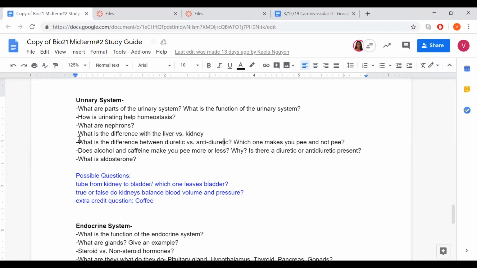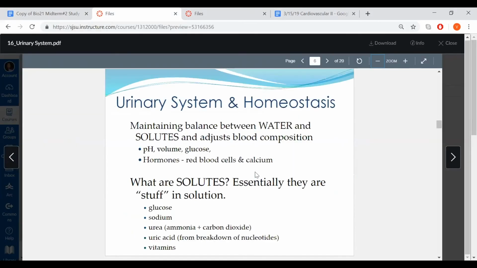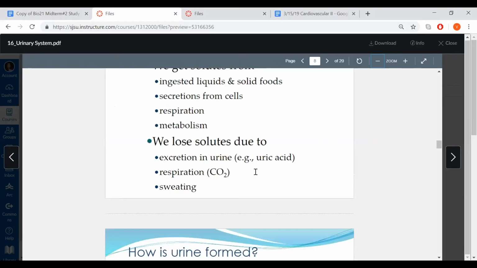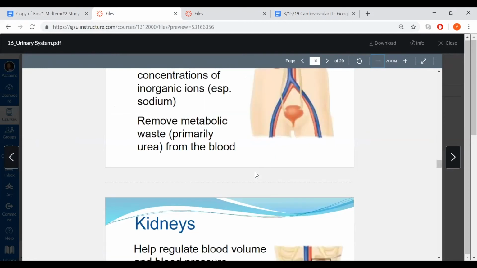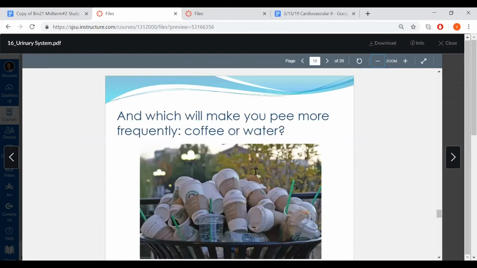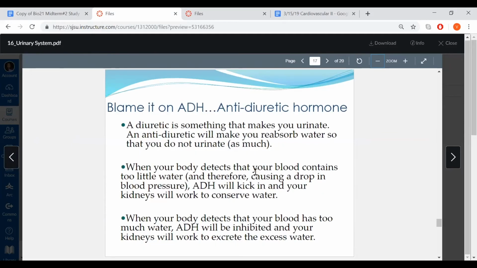So what is the difference between diuretic versus anti-diuretic? So which one makes you pee and which one doesn't? Well, diuretic is the one that makes you go pee, and an anti-diuretic, anti meaning it stops the diuretic from happening, and it'll minimize your pee, I guess.